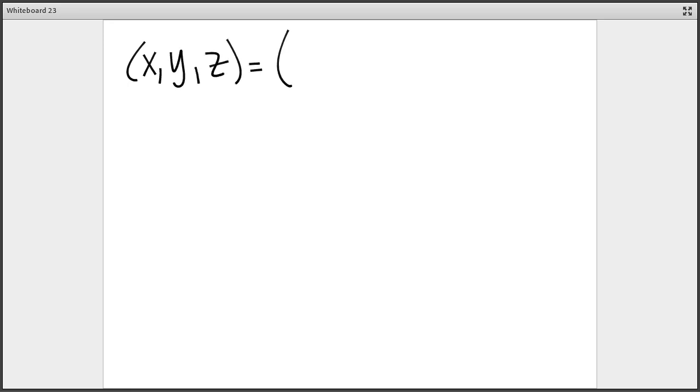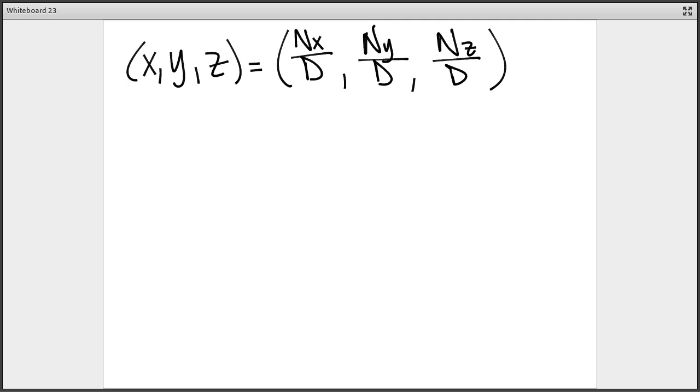And you're going to get it by taking the x numerator divided by the denominator determinant, comma, the y numerator over the denominator determinant, comma, the z numerator over the denominator determinant. Makes sense, right? Totally falls in line with what you learned before. Okay, so don't forget the parentheses. It is an ordered triple.